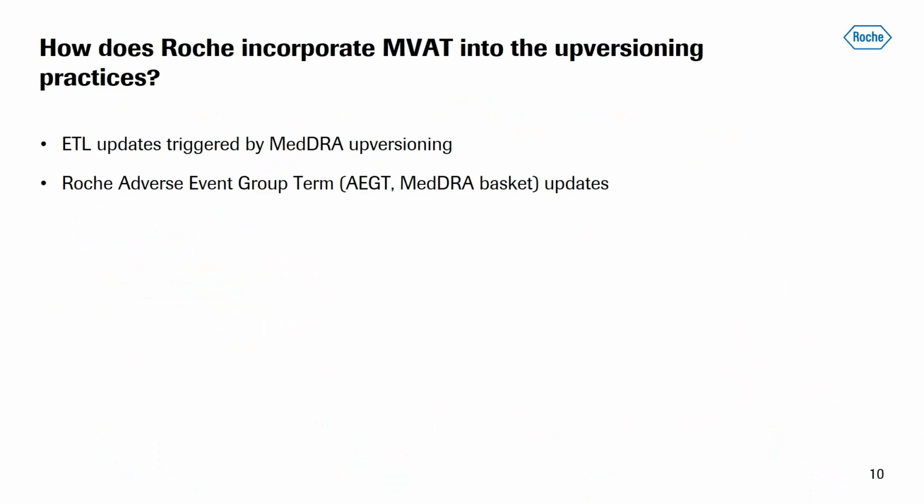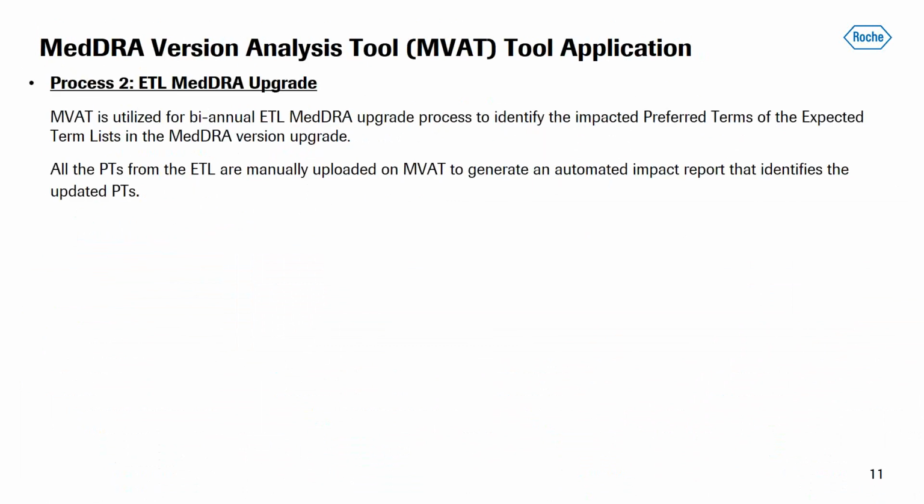And of course, we use MVAT most often after the MedDRA versioning twice a year. So a MedDRA update will have an impact on the ETL and also on the Roche-defined adverse event group list, which we also call the MedDRA basket or the CMQ. MVAT is utilized for the biannual ETL MedDRA update process to identify the impacted preferred terms of the expected term list in the MedDRA version update.